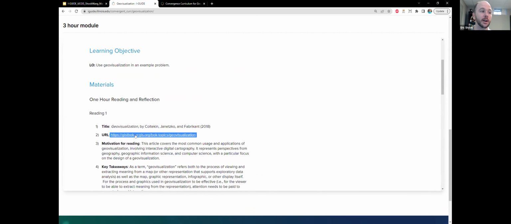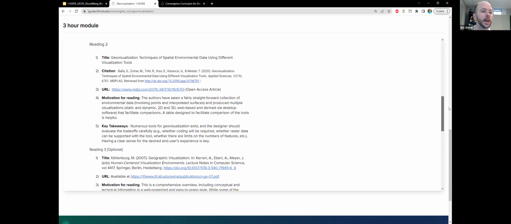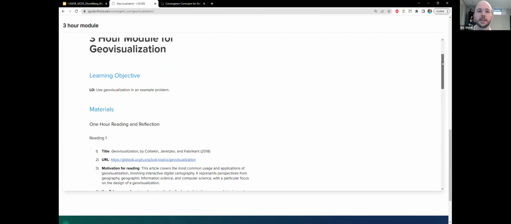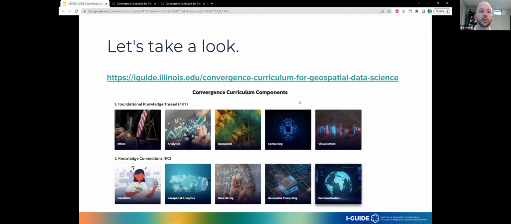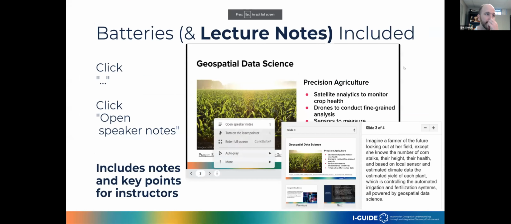Here we have the UCGIS body of knowledge, one of the key reading materials that we're trying to use in the curriculum, because the body of knowledge is a fantastic resource that's already out in the open and is actively being developed by UCGIS. And then all of the slides and the hands-on activities are actually modules that have already been produced for geovisualization, which is fantastic. So feel free to take a look. We welcome any feedback. We're actively looking for feedback.